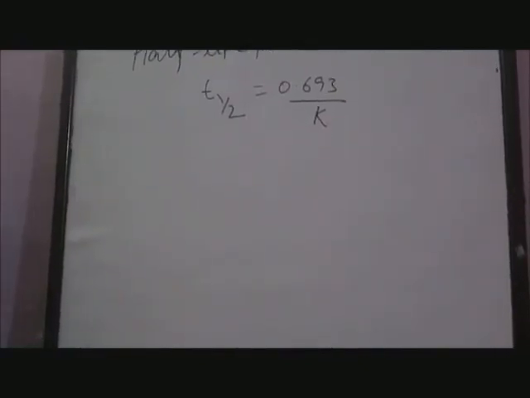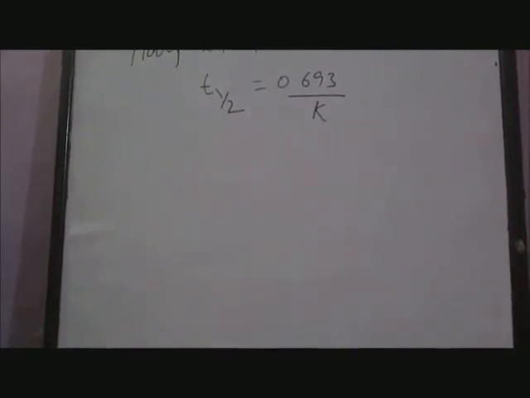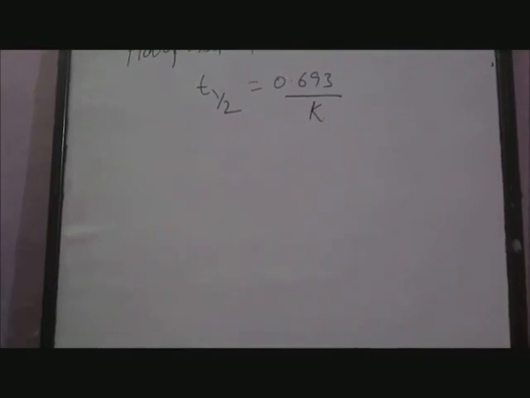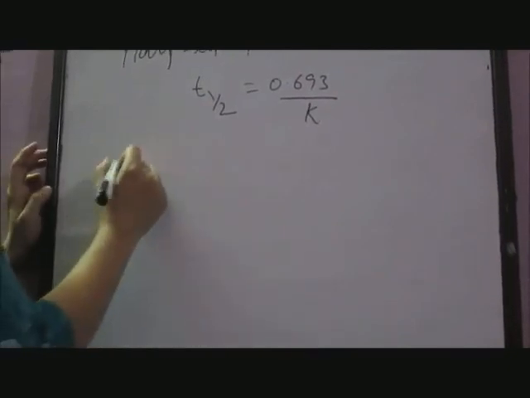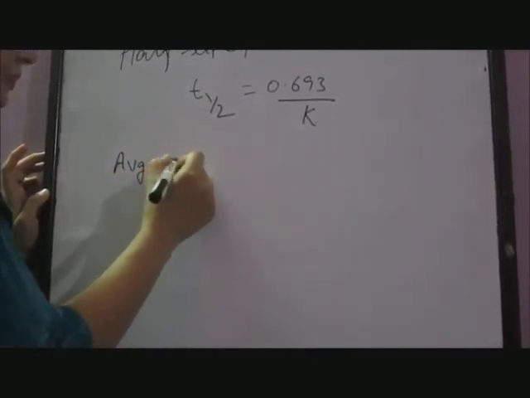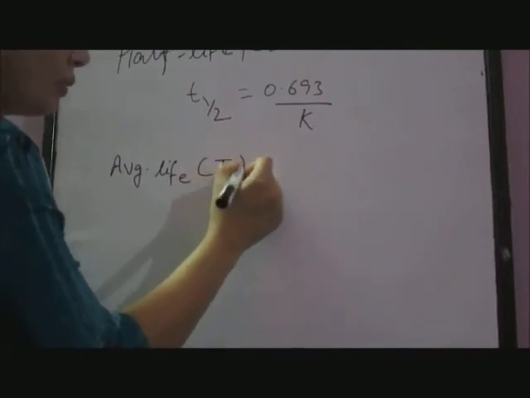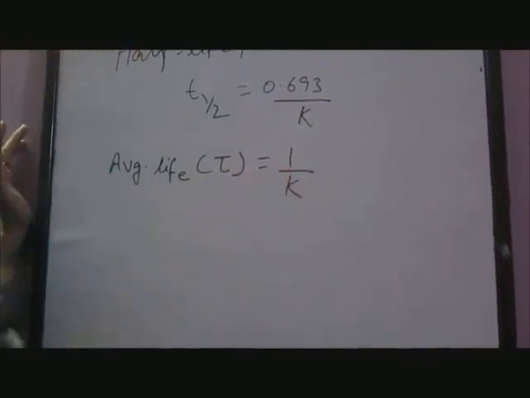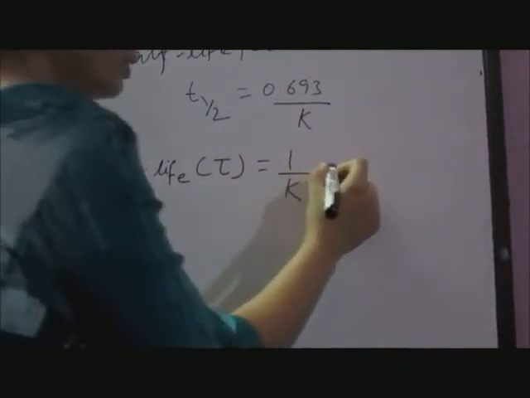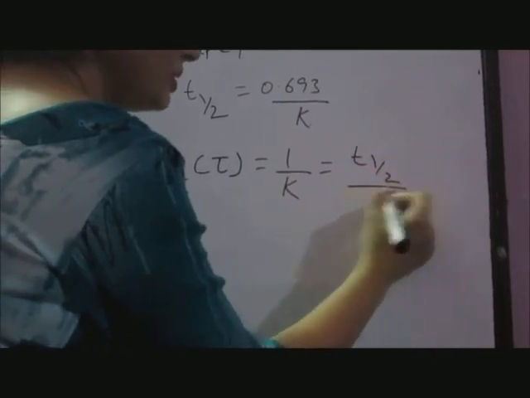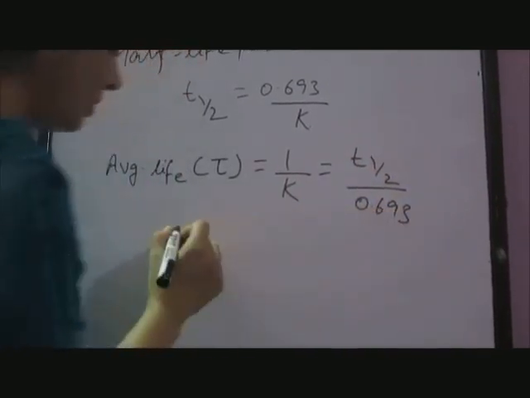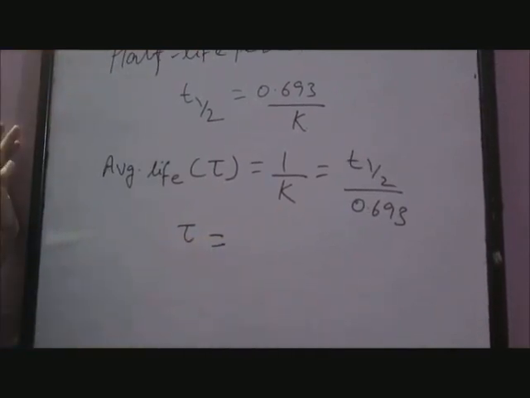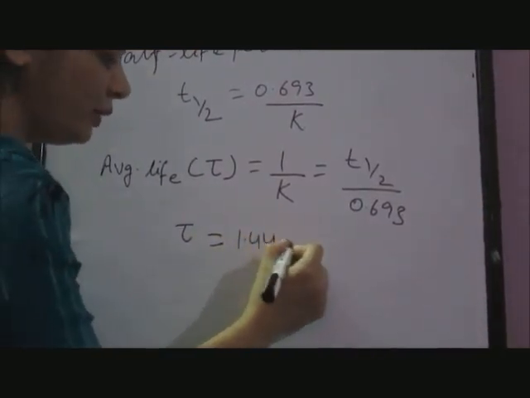Further, the whole of a radioactive element never disintegrates, hence we calculate average life or natural life. Slower the disintegration, smaller is the K and greater is the average life. Average life is given by the symbol tau, which is equal to the reciprocal of decay constant, or T half upon 0.693, or tau is equal to 1.44 into T half.